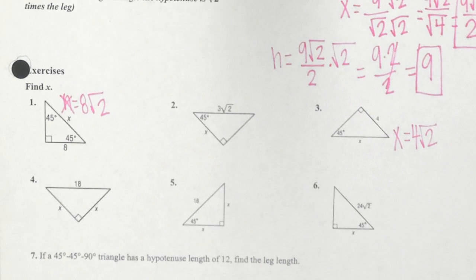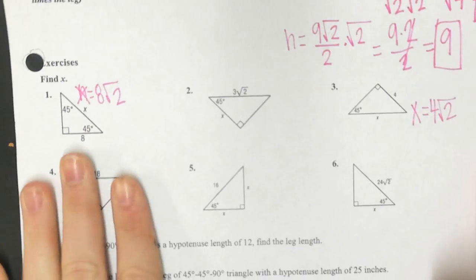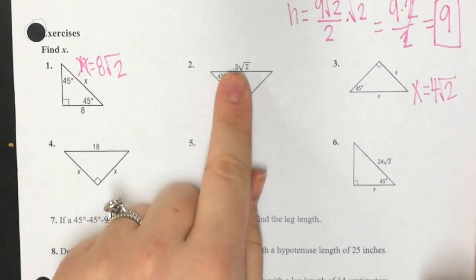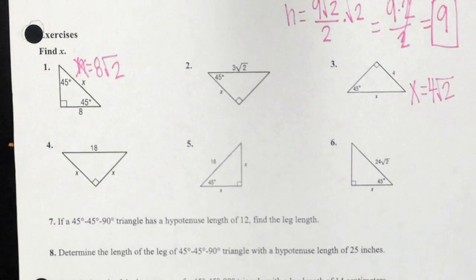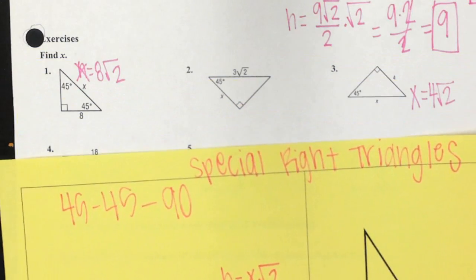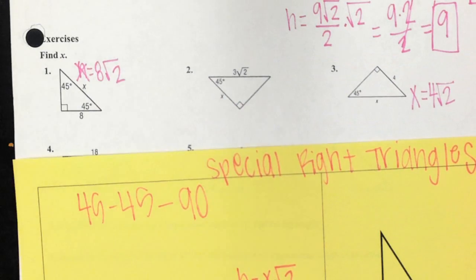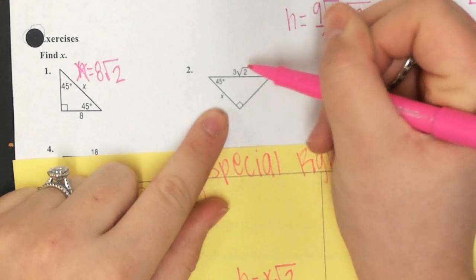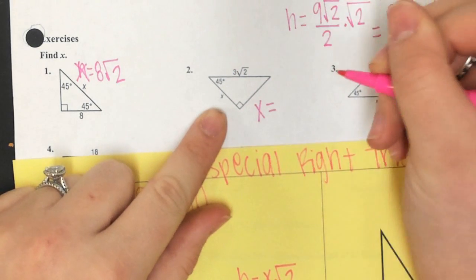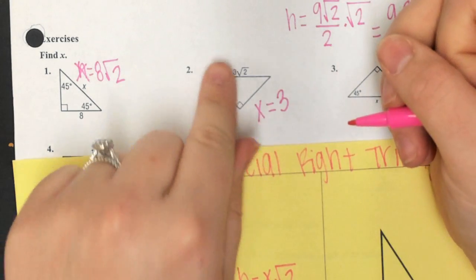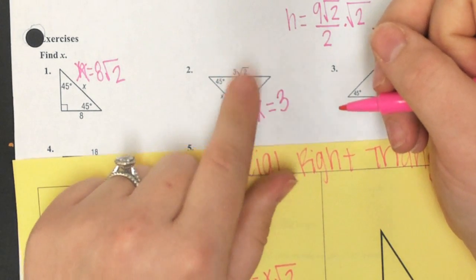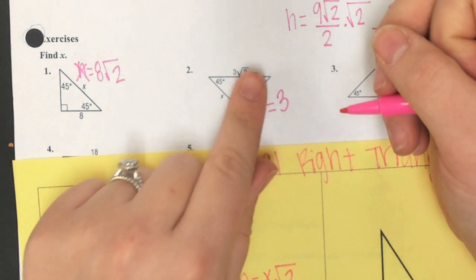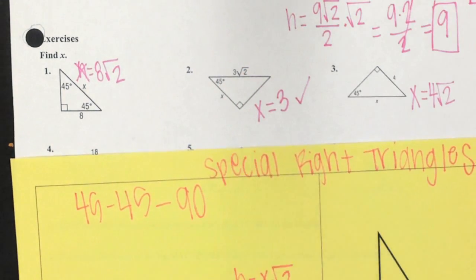Because when I'm having to find the leg from the hypotenuse, it takes a little bit more work. So let's do number 2 together. I know the hypotenuse is 3 square root of 2. I want to find the leg. In this case, you know it's 3 square root of 2, so x is equal to 3. But if there's not a square root of 2 in the hypotenuse, you can't assume that. There has to be a square root of 2. Okay? So that one was pretty easy.